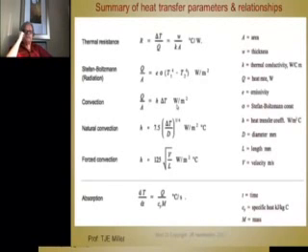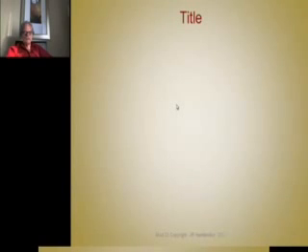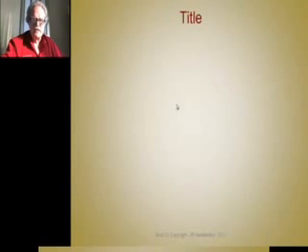Here's a summary of the heat transfer parameters and their relationships. If you plan to build your own lump parameter model and do some thermal analysis, this is some of the data you need to have to do that. So that concludes this lecture. Thank you very much.